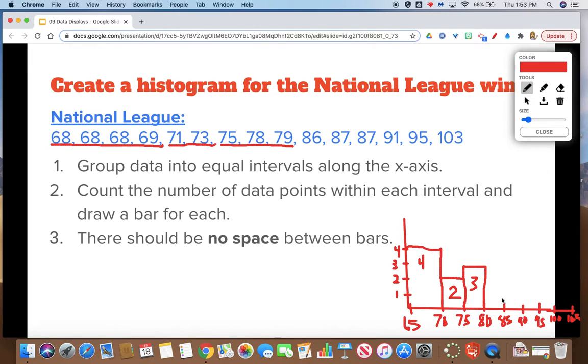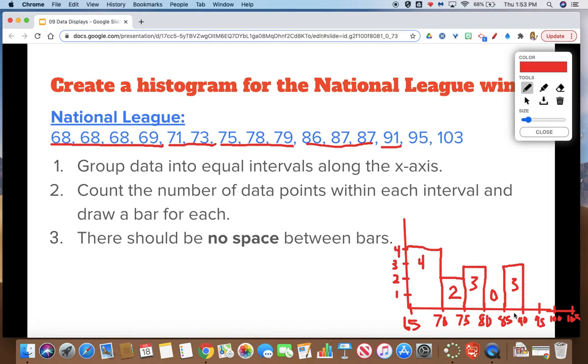80 through 84, I have no data, so I can leave it blank or write a 0. 85 to 89, I have 3 data points. The only time that a space is allowed between bars is when there is no data at one point.